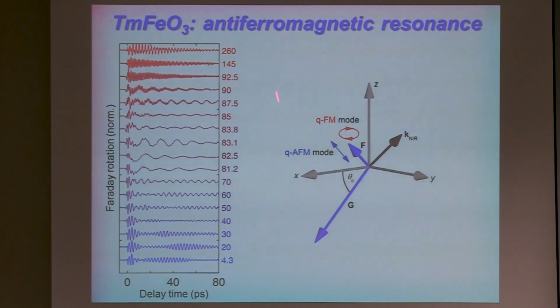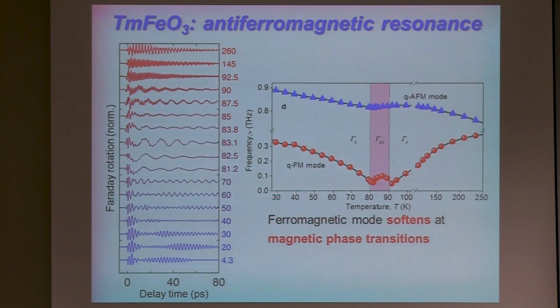So here are indicative signals at different temperatures. Again, they correspond to the superposition of the two modes, quasi-ferromagnetic and quasi-antiferromagnetic. We can also map the frequencies versus temperature. And as you can see, one of the modes, namely the quasi-ferromagnetic, precessional-like mode, softens at the temperatures of the phase transitions, meaning that this mode is expected to be highly sensitive to the change of the magnetic anisotropy in this material.